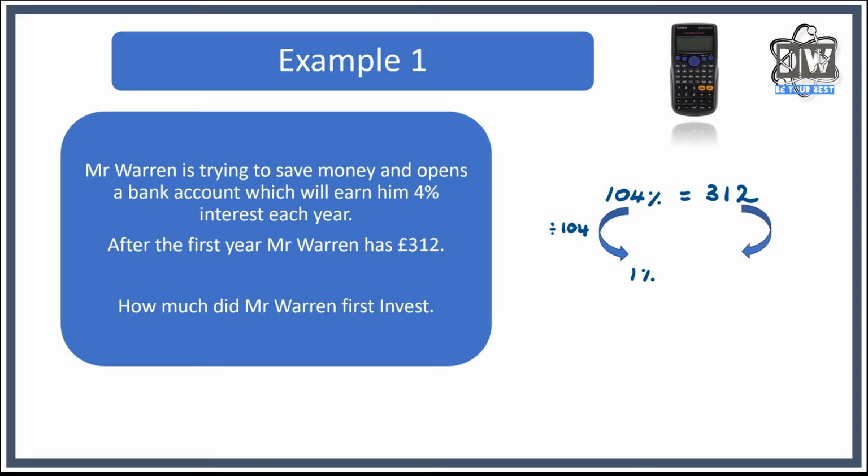So if I do that to the other side, what will I get? 312 divided by 104 actually equals £3. Now remember, I want to find out my original amount, so I want to find out 100%. How do I get from 1% to 100%? Well, I times by 100. And if I do that to the other side also, then I'm going to end up with 100% equaling £300.